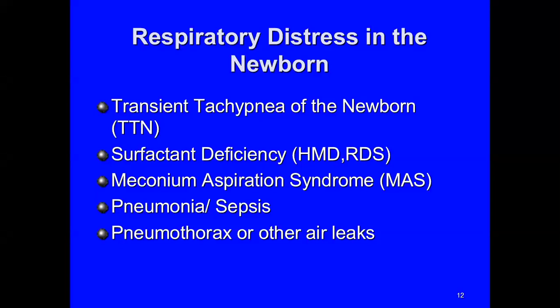Other conditions can also be related to respiratory distress and occur in newborns. There is the meconium aspiration syndrome, another one, and there is pneumonia, sepsis and septicemia, which can also occur. And there is pneumothorax, accumulation of air within the lung spaces, and other air leaks, which can lead to accumulation of air within the thoracic cavity.